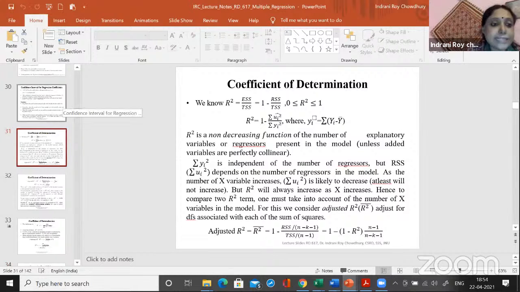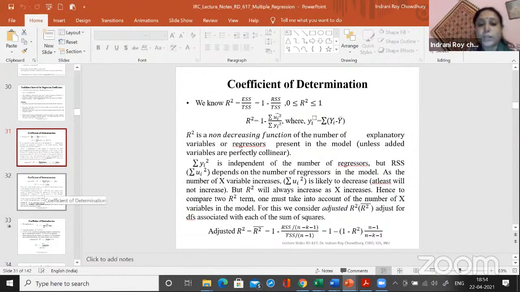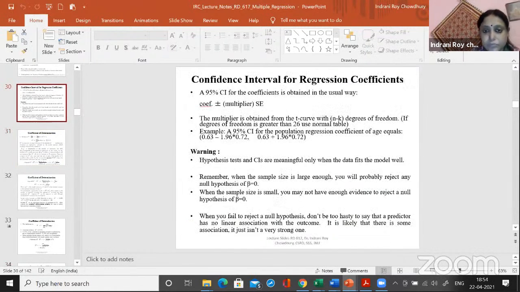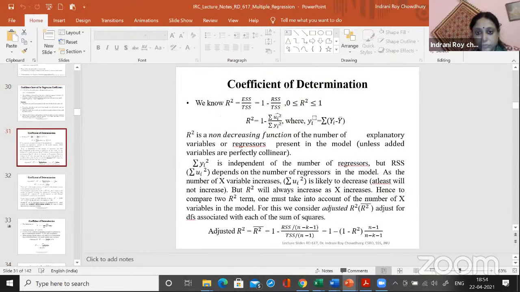Okay. So I'll introduce one more concept, which is called the adjusted R square. One minute. Okay, I'll just put it in the full screen mode.